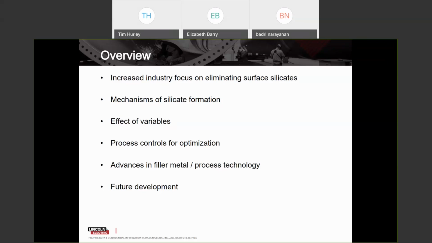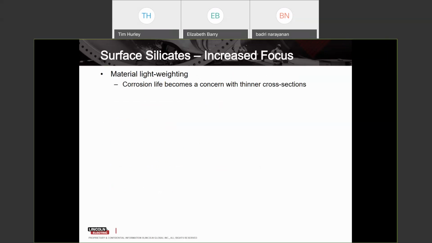And then Badri is going to cover some of the new filler metal and process developments that Lincoln Electric has been pursuing to further improve the current state of silicate for many MIG welding applications. We'll talk a little bit about the future development as well.